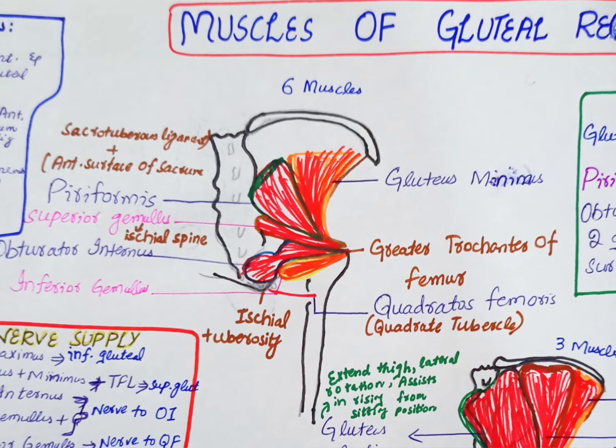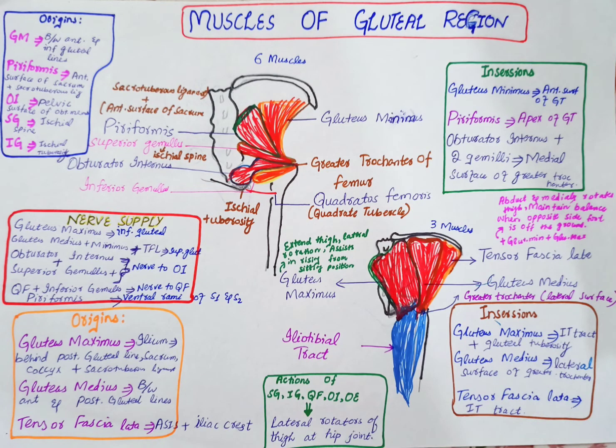The next muscle is obturator internus. It originates from the pelvic surface of obturator membrane. Superior to obturator internus is superior gemellus muscle. It originates from the ischial spine. Inferior to obturator internus is inferior gemellus muscle, which originates from ischial tuberosity. All of these 3 muscles, including the obturator internus and 2 gemelli, are inserted on the medial surface of greater trochanter of femur. The last muscle to be indicated in this diagram is quadratus femoris. It originates from the ischial tuberosity of ischium and is inserted on the quadrate tubercle of femur.